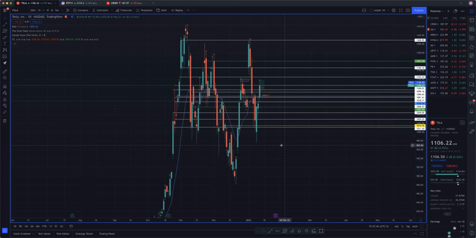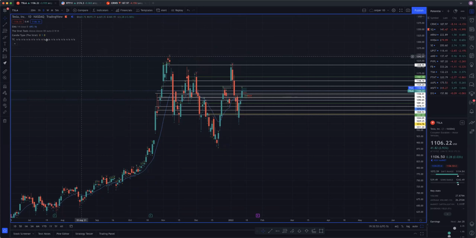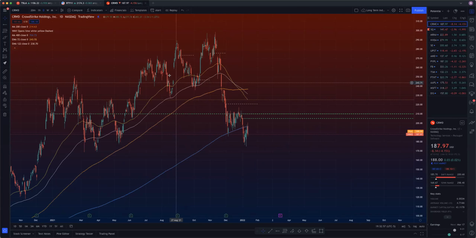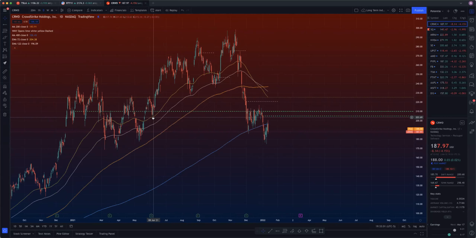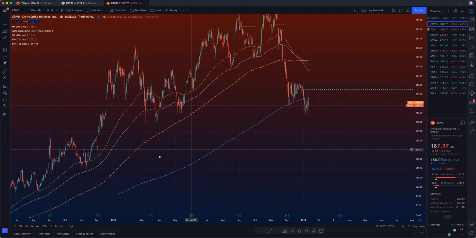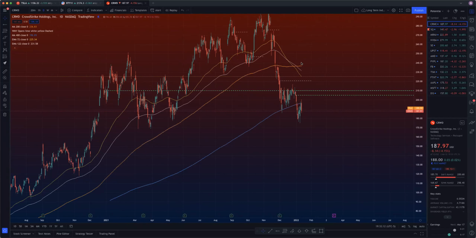Best EMA? There's no best EMA. The longer your EMA is, so let's say I switch to my long-term indicator, the closer the EMA is to the price, the shorter the trend is. Why? Because it's calculating less time. The longer your EMA is, the fewer signals it has, because it's calculating over a long period of time.